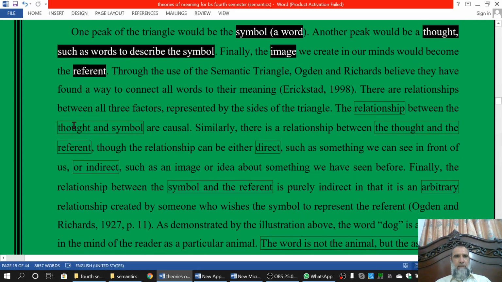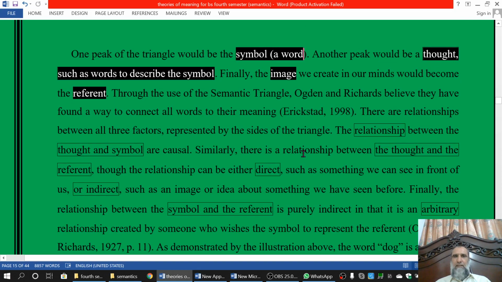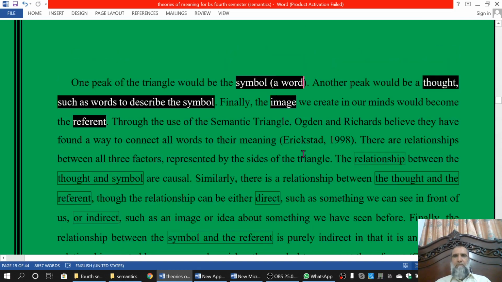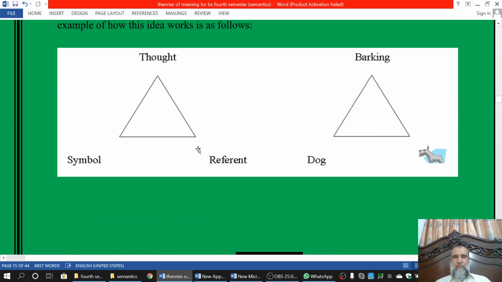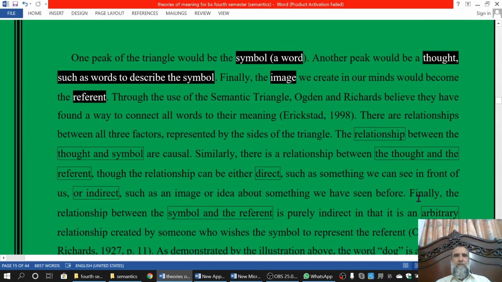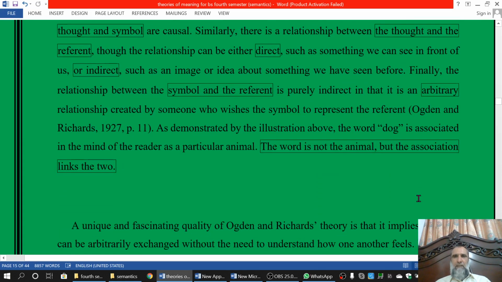Therefore, he tells us that there is a direct relationship between thought and symbol, and it is causal because there is a cause. The thought and the referent also have a relationship. This relationship can be direct if this animal is present in front of you, if you could see the dog, and it can be indirect if the dog is not present in front of you, but it can be there in your mind, and you can see it in your mind with the help of your mind's eye. So it can be direct or it can be indirect.